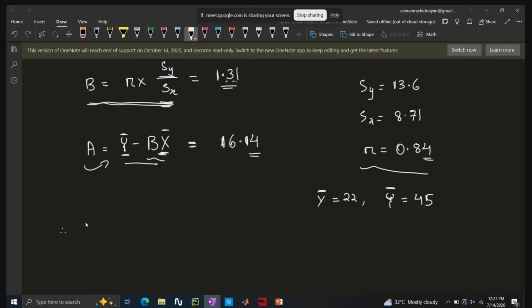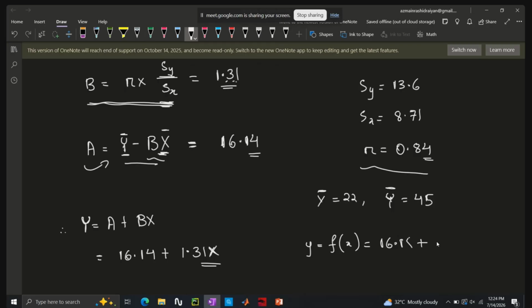So from here we can write our generalized linear regression equation as y = a + bx. If I plug in the values, my a value is 16.14 plus 1.31 times x. So this is my equation basically: f(x) = 16.14 + 1.31x. Using this equation, we can actually capture the behavior of the data that we were provided.